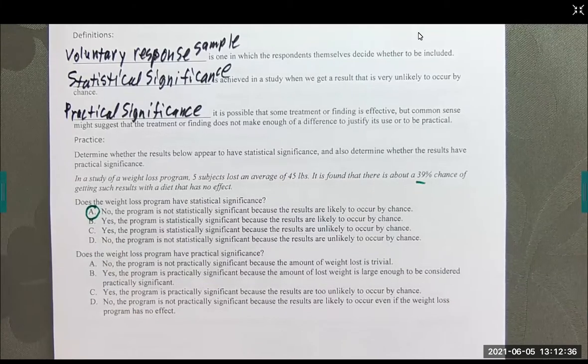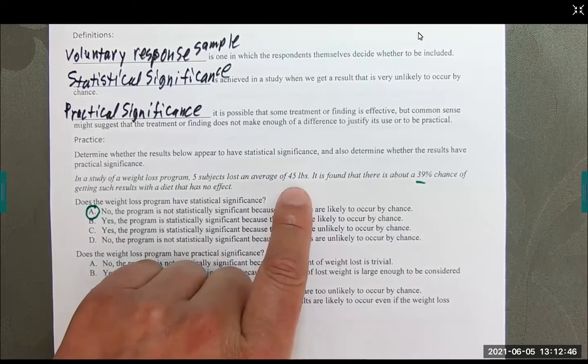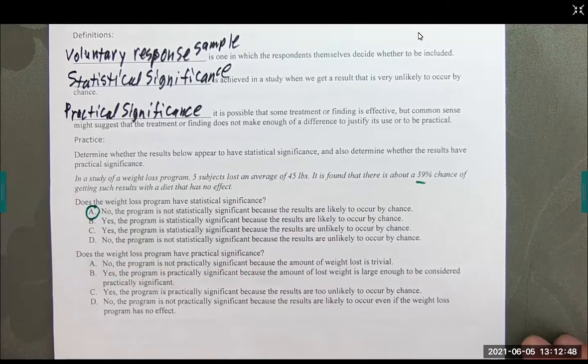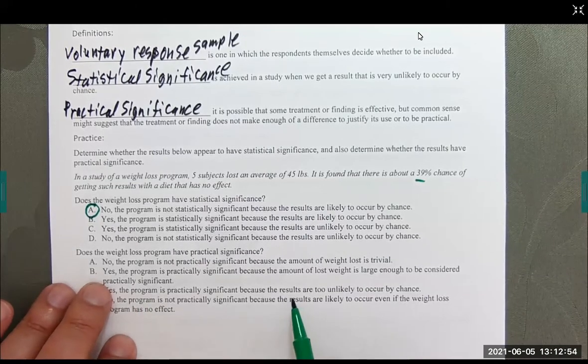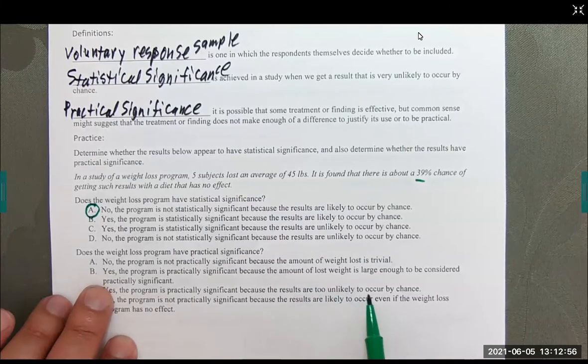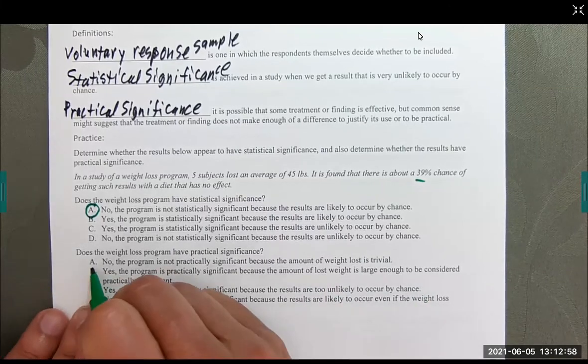Does the weight loss program have practical significance? Meaning, if I did this diet, this weight loss program, 45 pounds, that's pretty significant. I mean, that's quite a bit of weight to lose. So I'm going to say yes, the program is practically significant because the amount of lost weight is large enough to be considered practically significant.